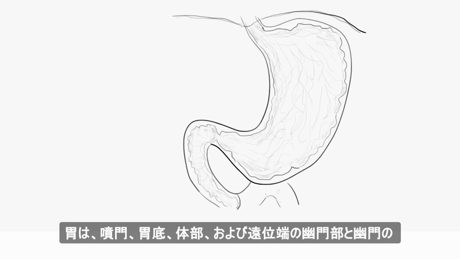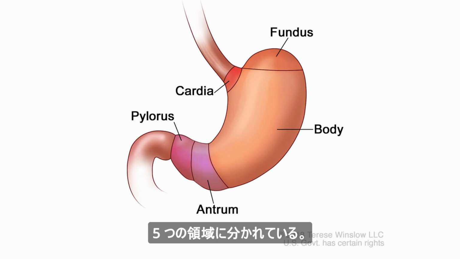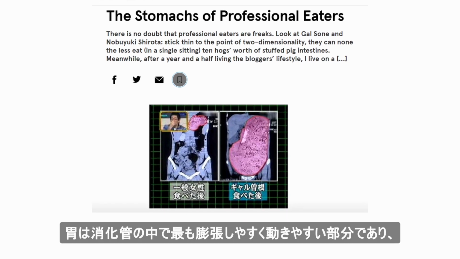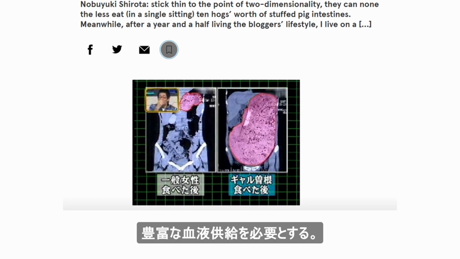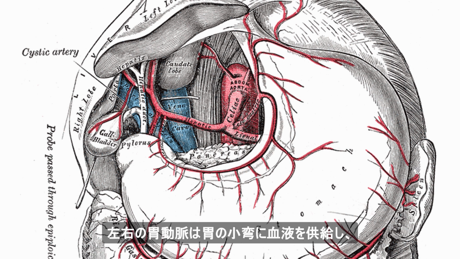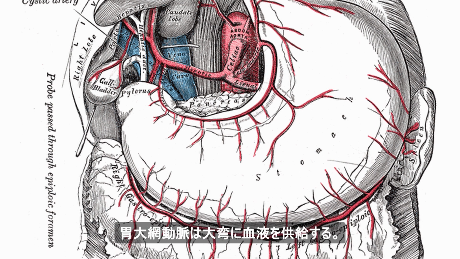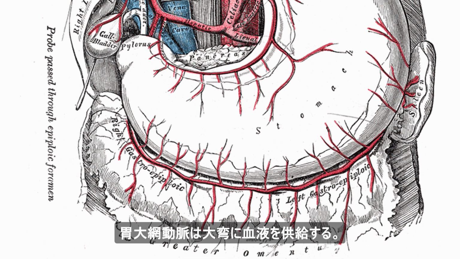The stomach is divided into 5 regions: the cardia, the fundus, the body or corpus, and the antrum and pylorus at the distal end. The stomach is the most distensible and mobile part of the digestive tract and requires a rich blood supply. The short gastric arteries supply the fundus, the left and right gastric arteries supply the lesser curvature of the stomach, and the gastroepiploic arteries supply the greater curvature.